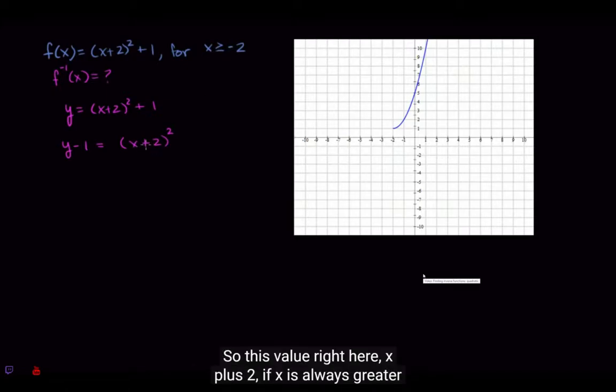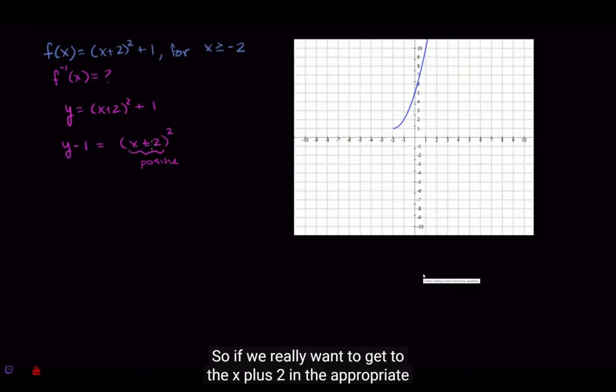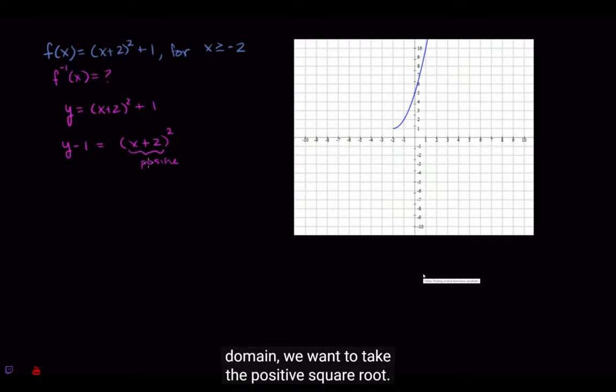So this value right here, x plus 2, if x is always greater than or equal to negative 2, x plus 2 will always be greater than or equal to 0. So this expression right here is positive. This is positive, so we have a positive squared. So if we really want to get to the x plus 2 in the appropriate domain, we want to take the positive square root.